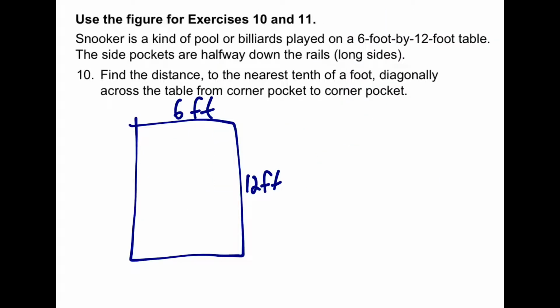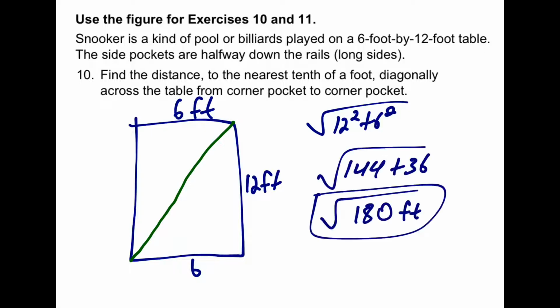So for exercise 10, if we draw out a pool table that is 12 feet long and 6 feet wide, and we measure from corner to corner, what we should realize is we're pretty much cutting it into a triangle that has a dimension of 12 by 6. So we're going to take the square root of 12 squared plus 6 squared. And if we add together 144 plus 36, we get the square root of 180 in feet.